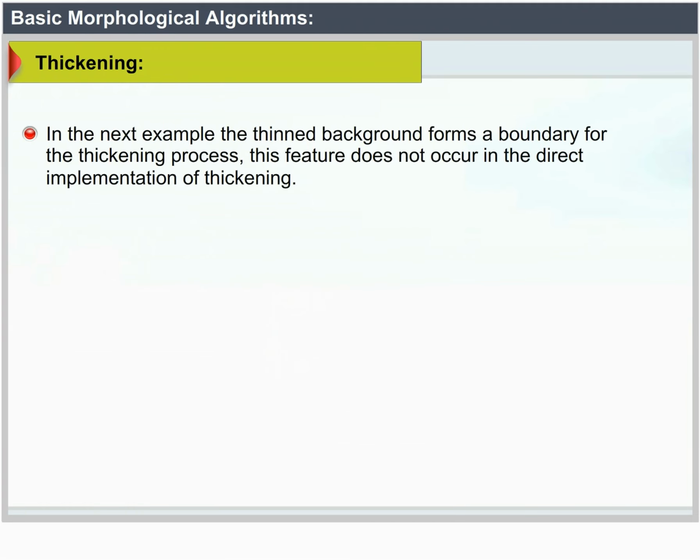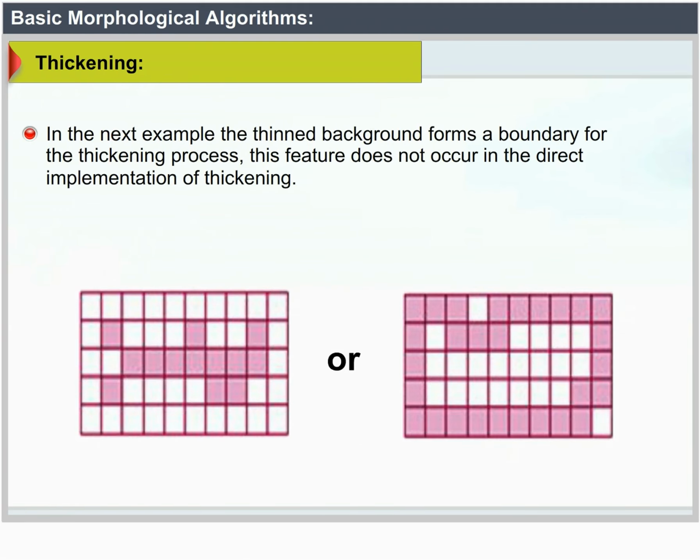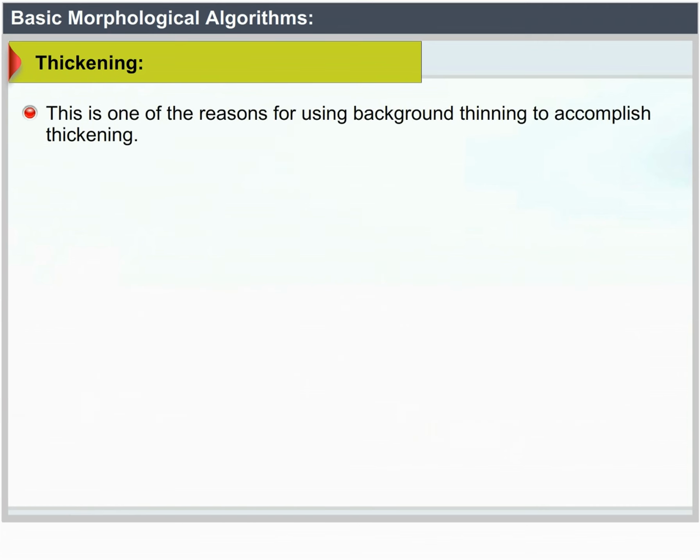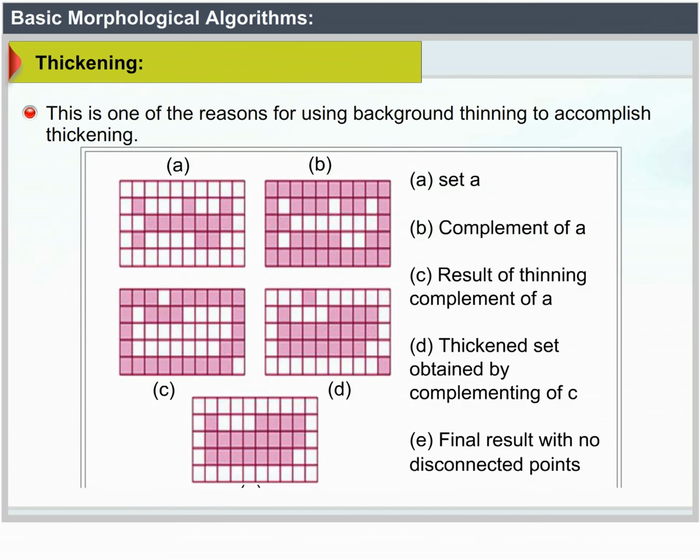We will notice in the next example that the thinned background forms a boundary for the thickening process. This feature does not occur in the direct implementation of thickening. This is one of the reasons for using background thinning to accomplish thickening. The figure shows set A, complement of A, result of thinning the complement of A, the thickened set obtained by complementing C, and the final result with no disconnected points.